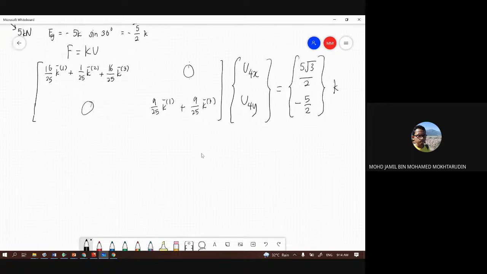So after you calculate this, you can find the axial stress. So to find the axial stress, you use the strain first. Find the strain. So strain for each element equals 1 over L.